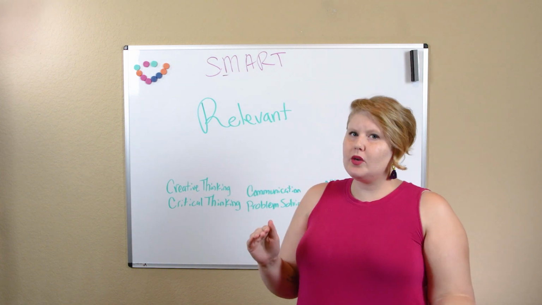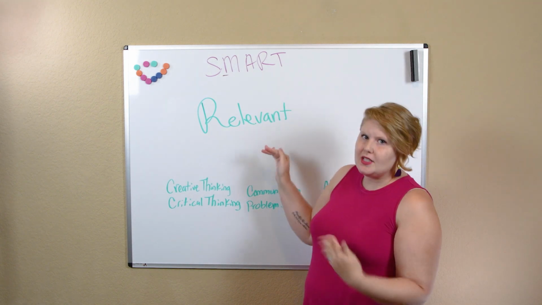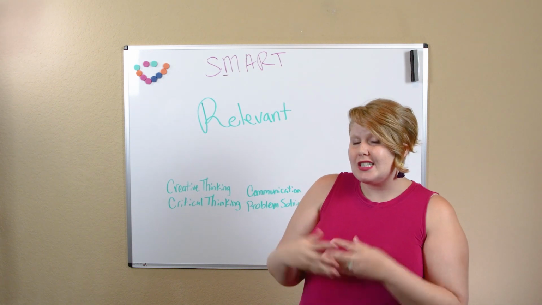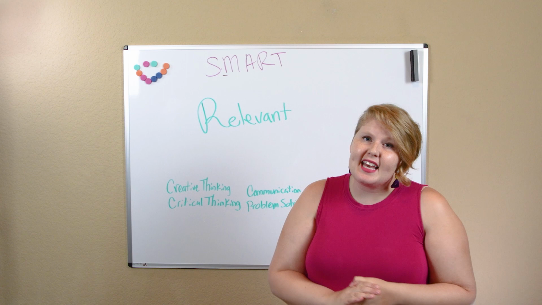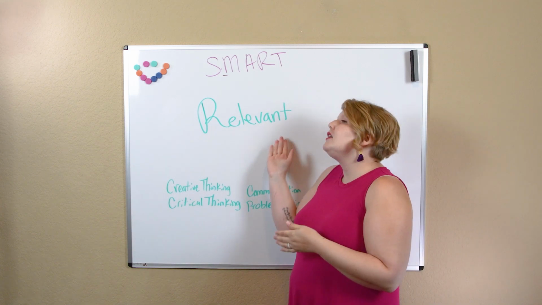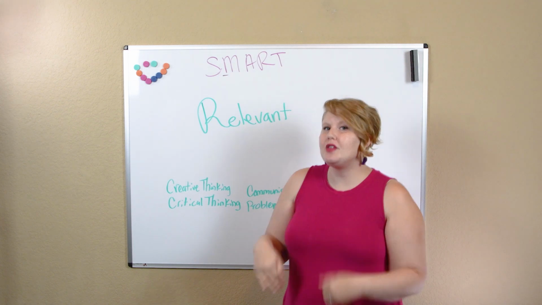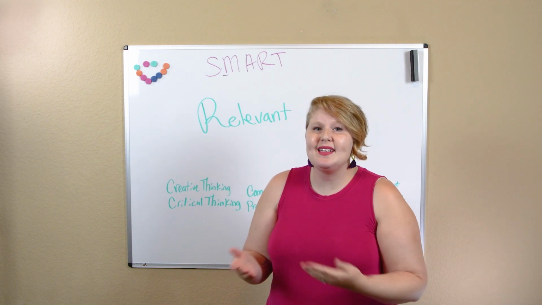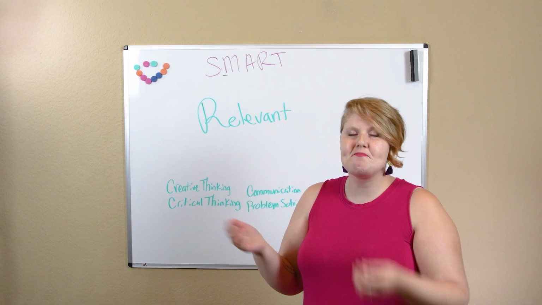Now on this slide we're going to talk about the R in SMART, which stands for relevant or related. Now if something is relevant, it's closely connected to something else. And in this case, when we think of relevant, it might be like your clothing can be relevant. If it's Halloween and I'm wearing a costume, my clothing is relevant to the holiday.